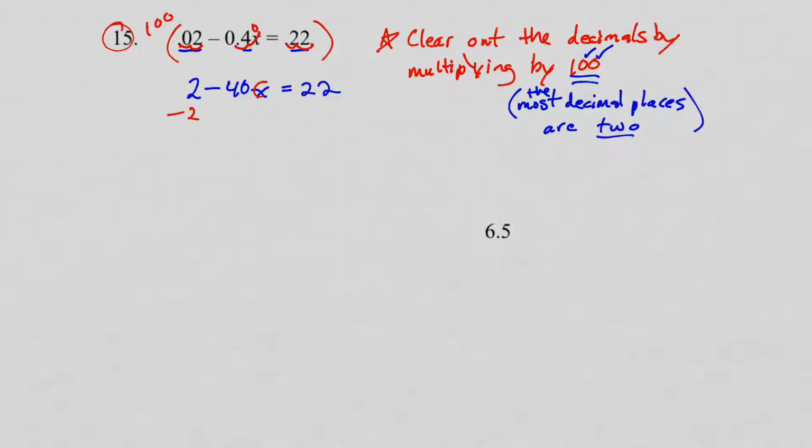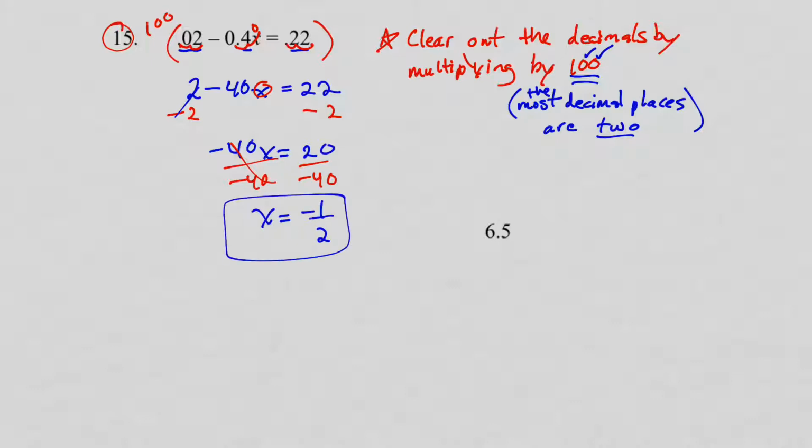Trying to isolate the x here, so we're going to subtract 2 from both sides. We're going to divide by negative 40. And that's going to reduce to 1/2. Okay.